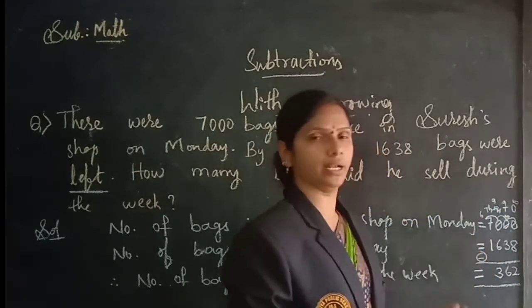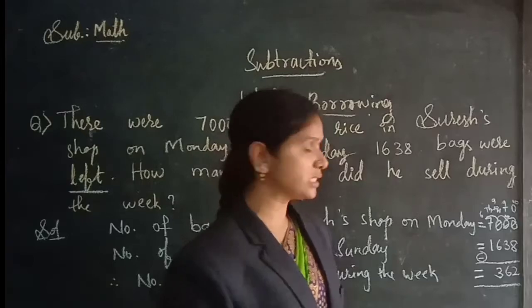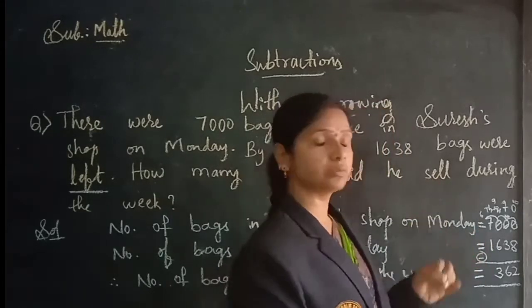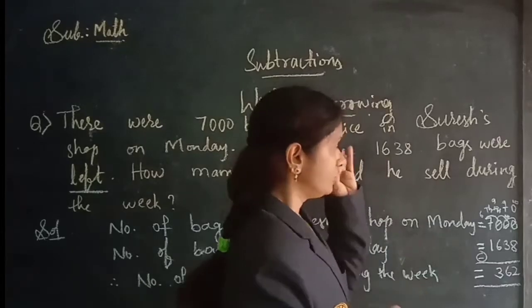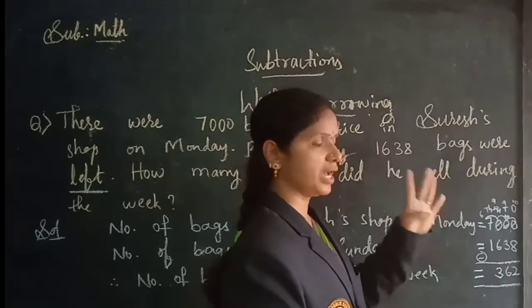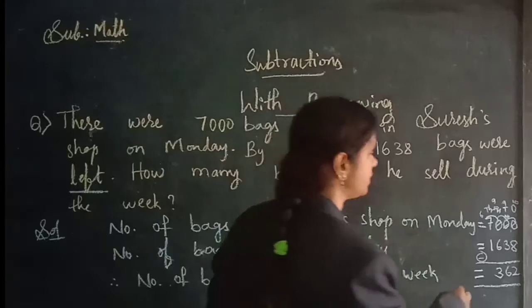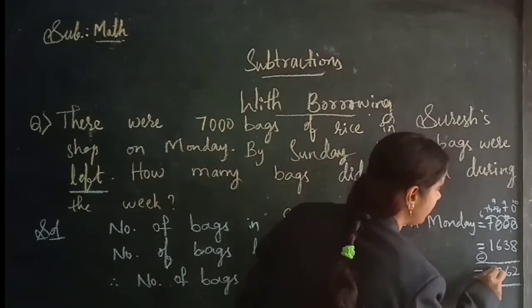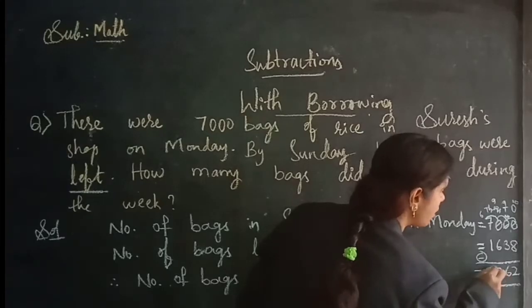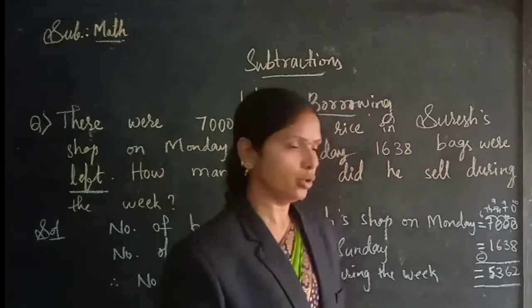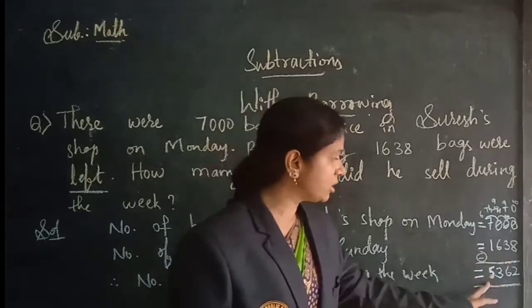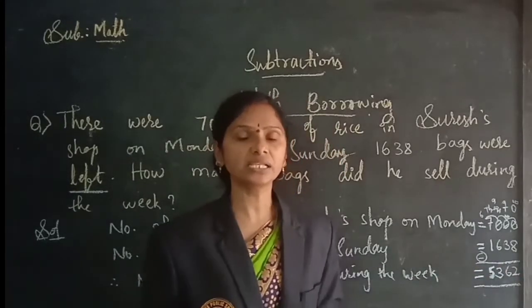Now 6 minus 1. 6 minus 1 means I can move from 1 to 6. From 1 to 6, how many do I require? 2, 3, 4, 5, 6. I require 5 numbers here. So I am writing 5 in the thousands place. So the answer will be 5362. Means how many bags did he sell during the week? 5362 bags he sold during the week.